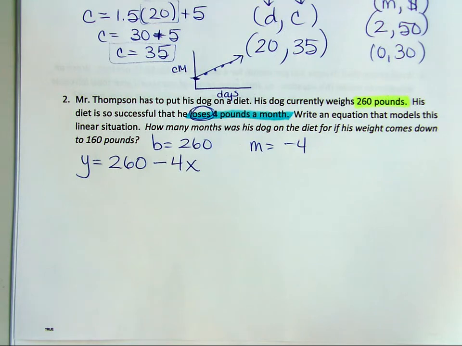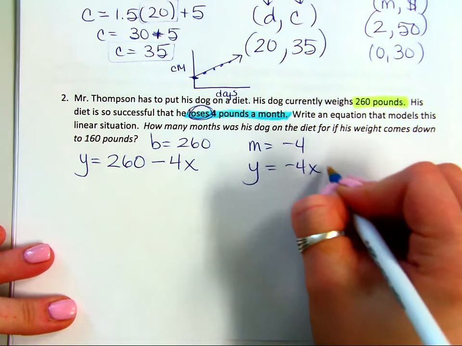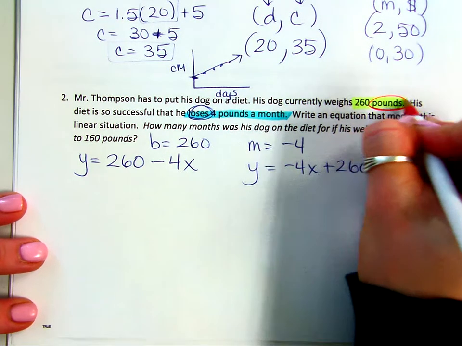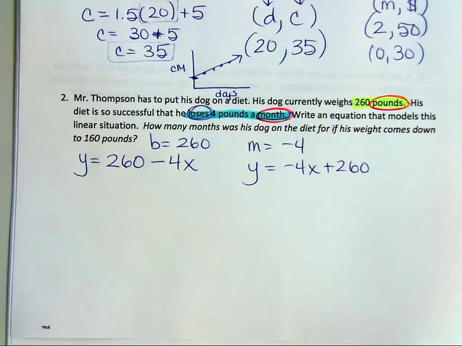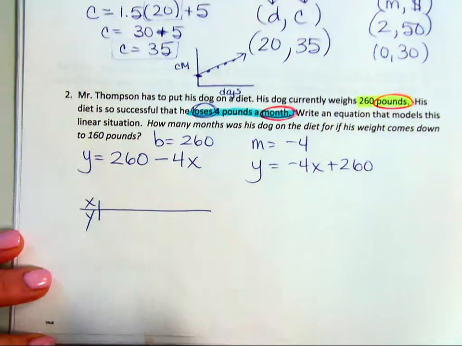So did anybody put y equals negative 4x plus 260? So we're comfortable with that, and that's okay. Whatever way you want to do. Now, we need to take P for pounds and M for month. Which one is which? And to help you write that new equation with those new variables, I start the table first.